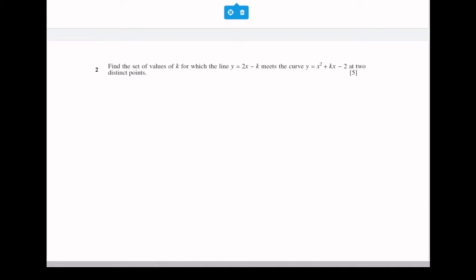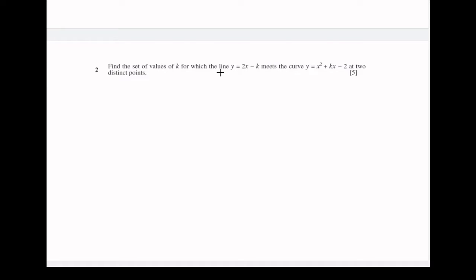Okay, so next we have: find the set of values of k for which the line y equals 2x minus k meets the curve y equals x squared plus kx minus 2 at 2 distinct points. Let's break down first what they want us to do. That helps us find our first step and move forward.